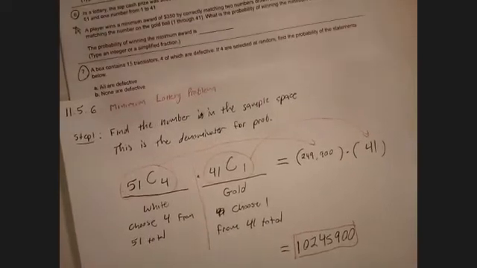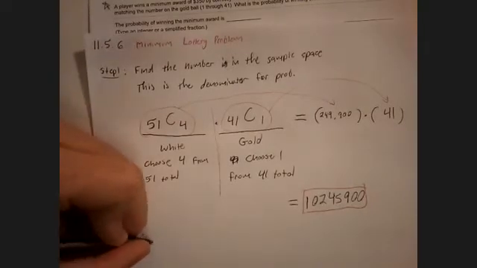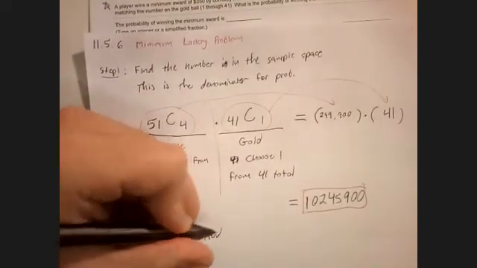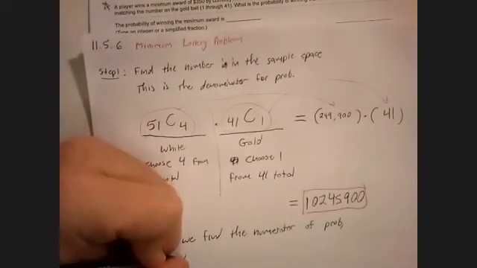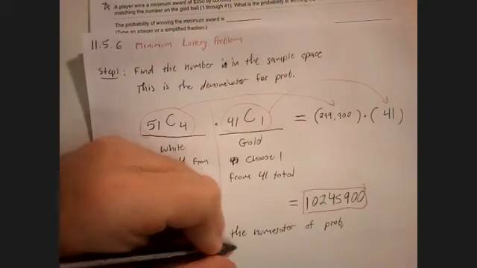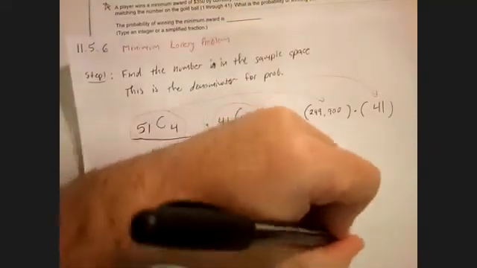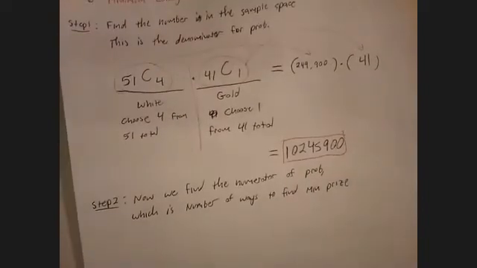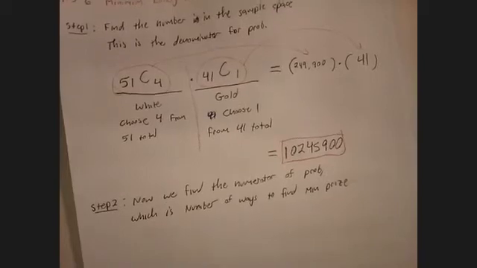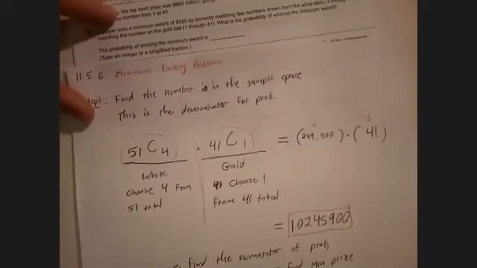For the top number, step 2. Now we find the numerator. The probability of the minimum is the number of ways to get the minimum prize. So that's what we've got to do next. This one's where the challenge occurs. Again, it's another blank problem with combinations.